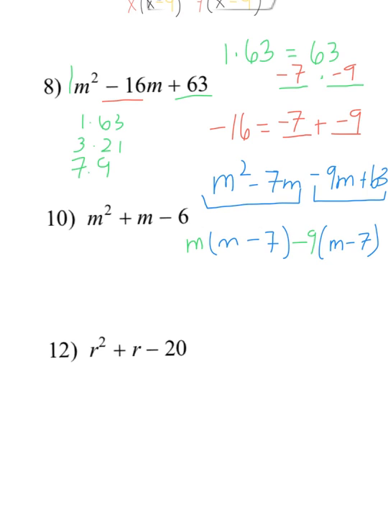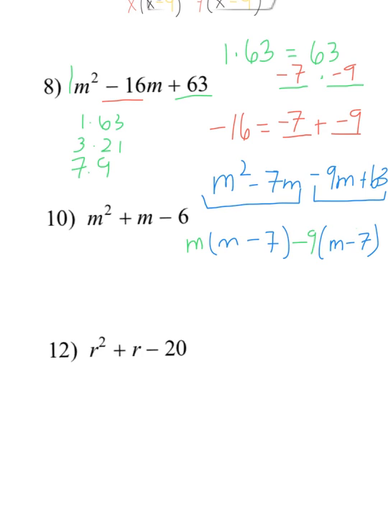You can double check your work. Negative 9 times m is negative 9m. Negative 9 times negative 7 is positive 63. M times m is m squared, and m times negative 7 is negative 7m. It's just a way to double check to make sure that your work is correct.